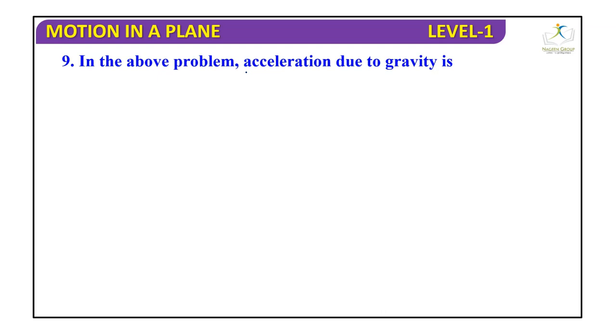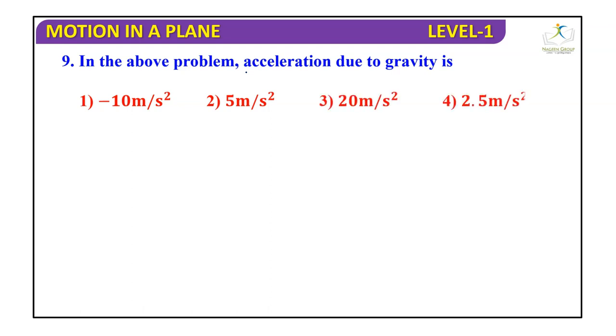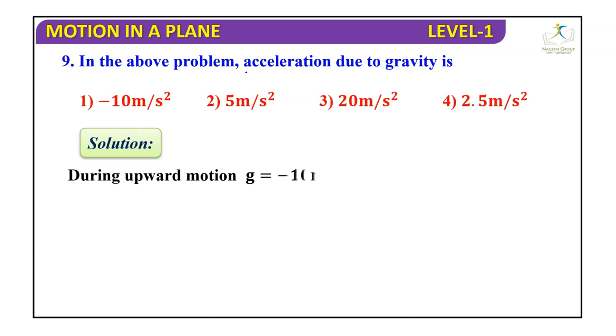In the above problem, meaning the previous problem, acceleration due to gravity is: minus 10 meter per second square, 5 meter per second square, 20 meter per second square, or 2.5 meter per second square. Now let's move to the solution part, students. During upward motion, g is equal to minus 10 meter per second square. Hence the correct option is option 1.